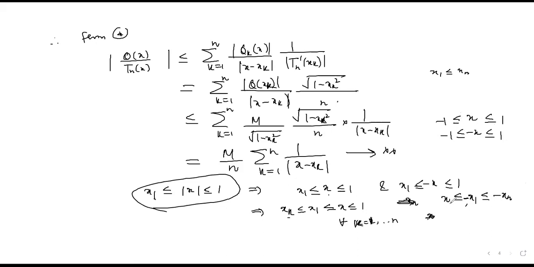So what should I have? So you have got x is less than equal to x1, which is less than equal to minus xn. So can I say that x1 is less than equal to minus xn? We can.